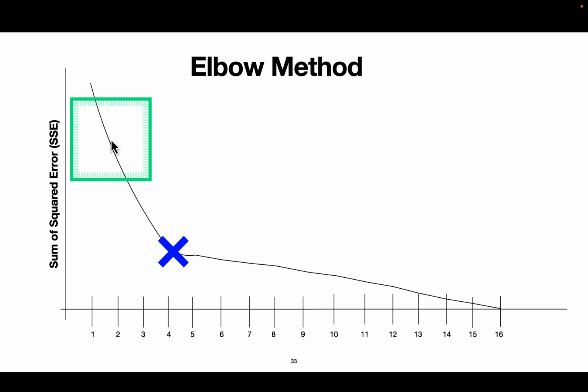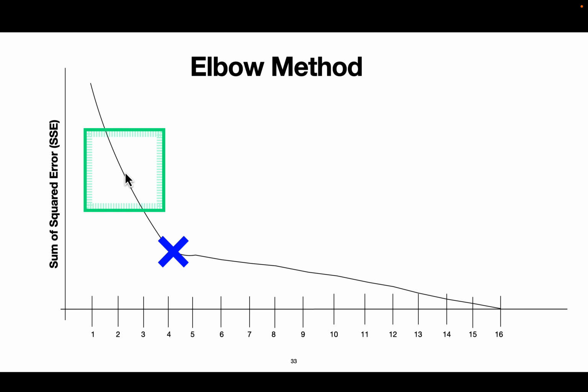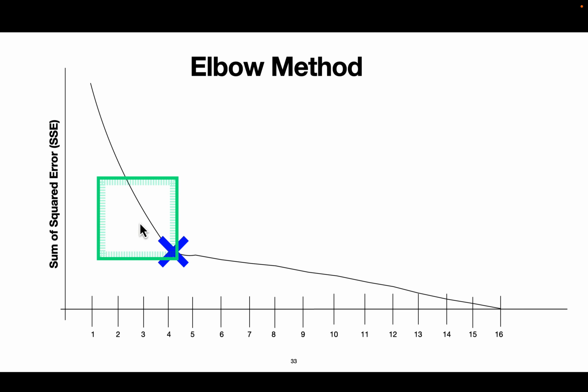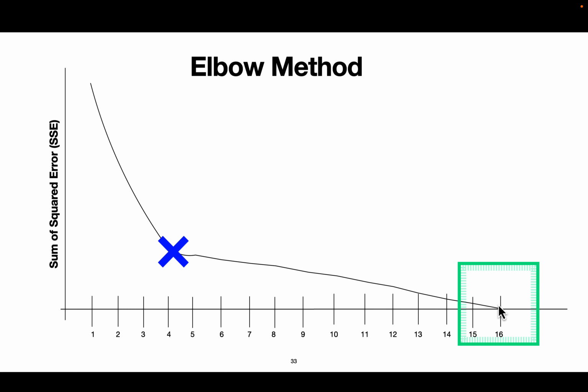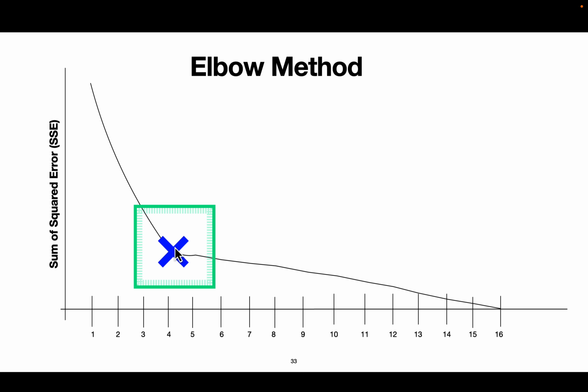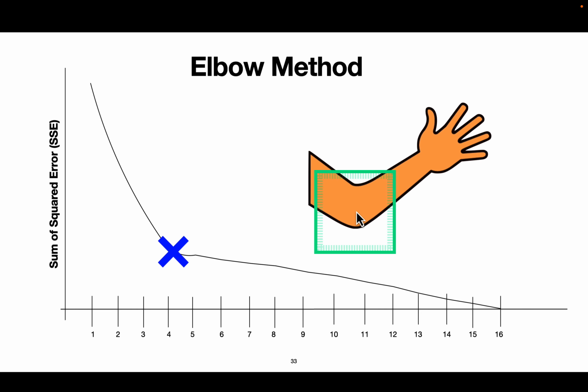So when you come down like this, this reduction in sum of squared error from 1 to 2, 2 to 3, and 3 to 4 will be drastic at the beginning, but once it goes down, it will flatten out. So at this point, wherever this elbow joint is, we say that is the optimal number of clusters. So it will be somewhere over here.